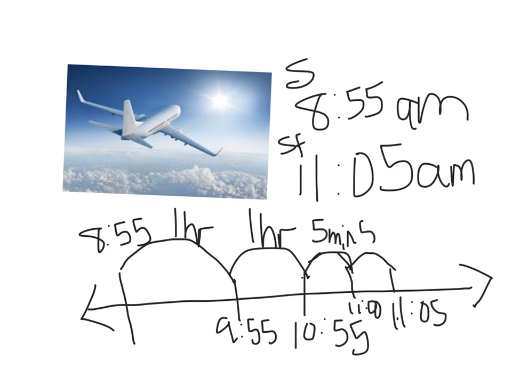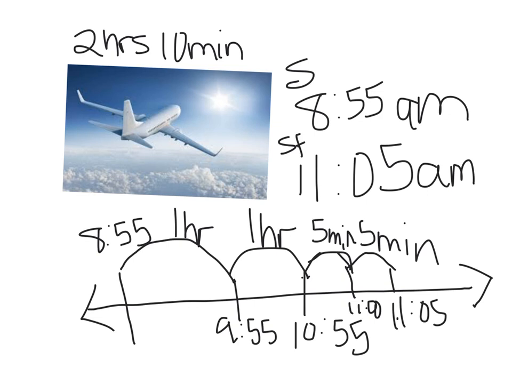And so then I'll just add up my bumps. 1 hour plus 1 hour is 2 hours. And 5 minutes plus 5 minutes is 10 minutes. So it takes a total of 2 hours and 10 minutes to fly from Seattle to San Francisco.